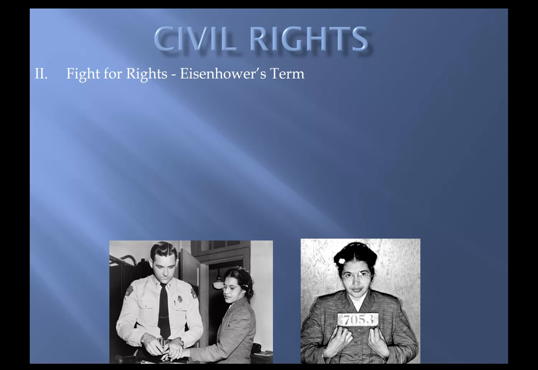So we're going to look at two major events under Eisenhower's term. The first is super famous, right? That's Rosa Parks pictured at the bottom. Most of you learned about Rosa Parks when you were younger. Rosa Parks is responsible for inciting the Montgomery bus boycott, which occurs 1 year after the Brown decision. So we're in 1955. The Brown decision was 1954.